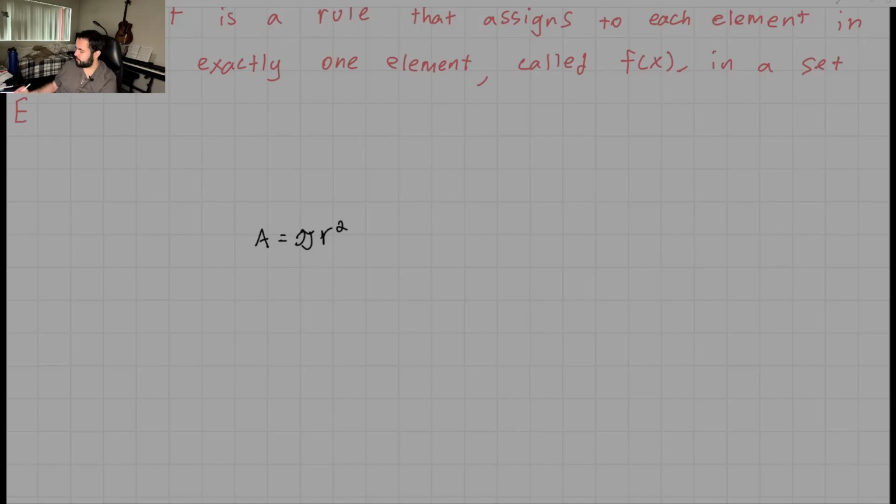In contrast, the area is our dependent variable. The area of our circle depends on the radius of it. All right? Area depends on the radius. Therefore, this is the independent variable, our input, and this is the dependent variable, our output.